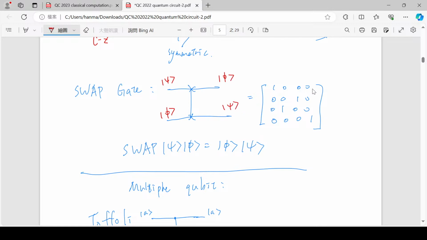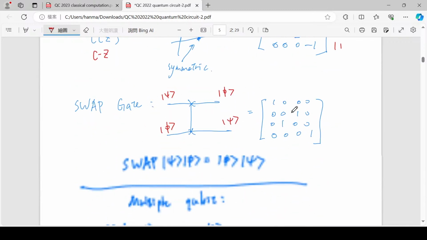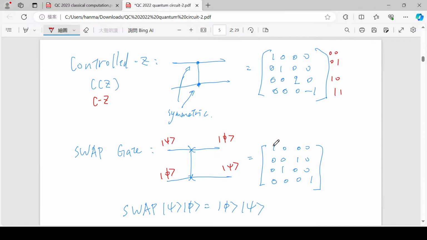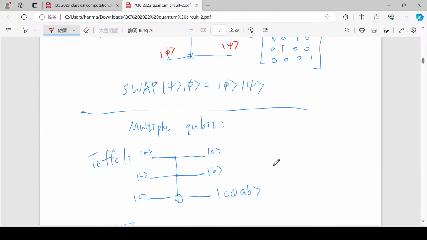And if you write down the matrix, you will have this. And basically, you want to swap, also do the swap on the computational basis, right? So 0, 0 should go back to 0, 0, 1, 1 should go to 1, 1, and 0, 1 should swap to 1, 0. Okay. Any questions so far? I think today we'll finish the gates.